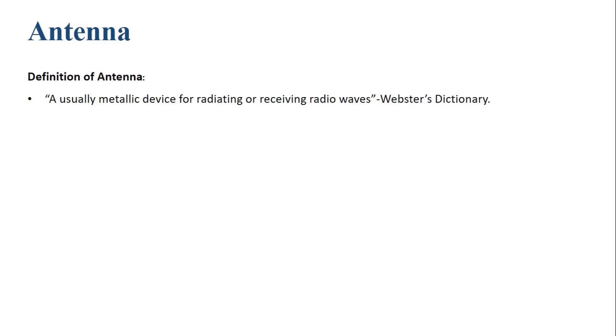Now let us start with the topic, that is antenna. Now this antenna plays a very important role in radio communication. So let's see the different definitions of antenna. By Webster Dictionary, antenna is defined as a usually metallic device for radiating or receiving radio waves. By IEEE standard definitions, antenna is defined as a means for radiating or receiving the radio waves.